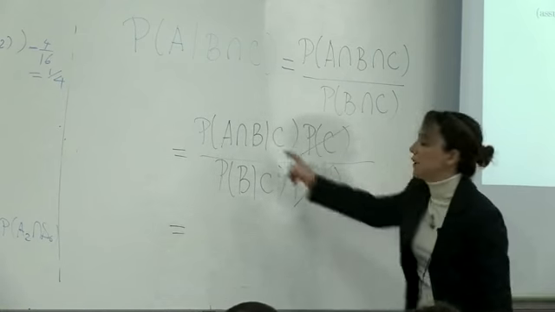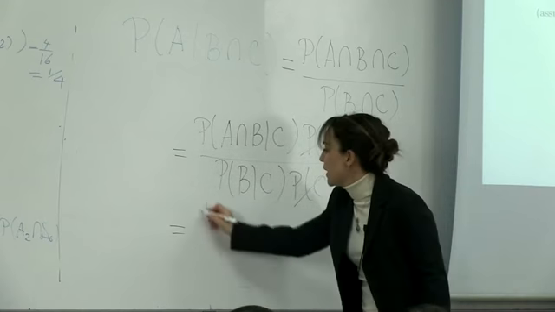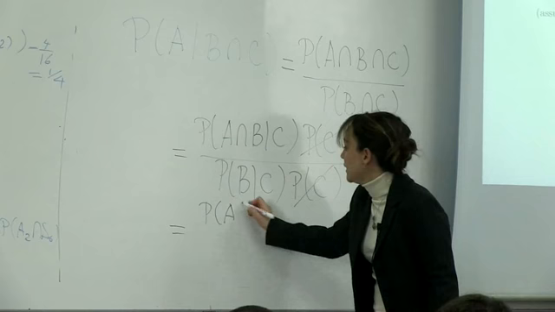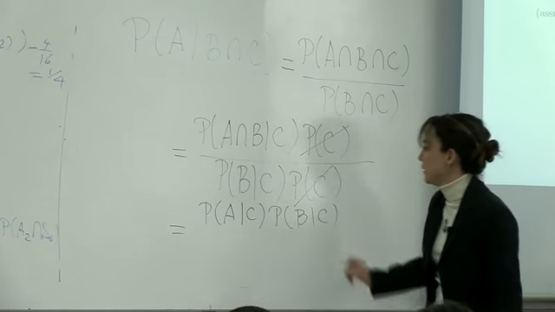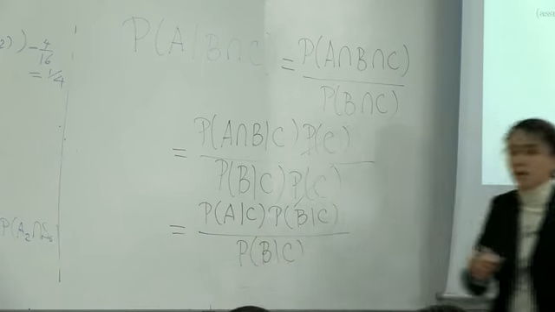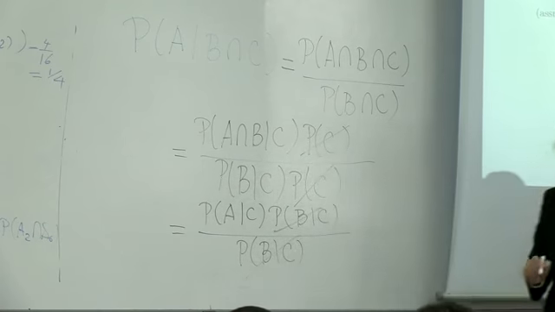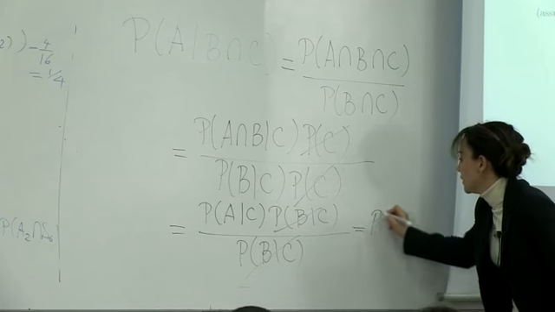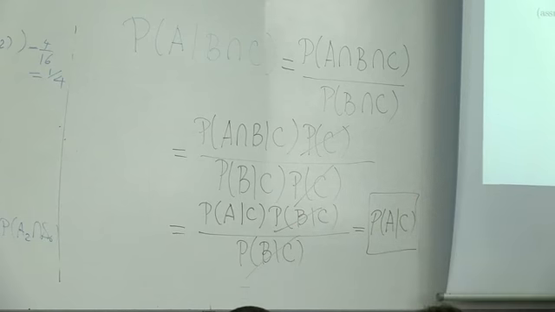What else do we know? We know that A and B are conditionally independent given C. So this breaks up into probability A given C times the probability of B given C divided by the probability of B given C. But the probability of B given C is different from 0, so these terms cancel, and we end up with the probability of A given C. Okay? Any questions?